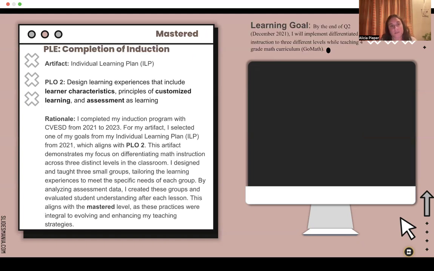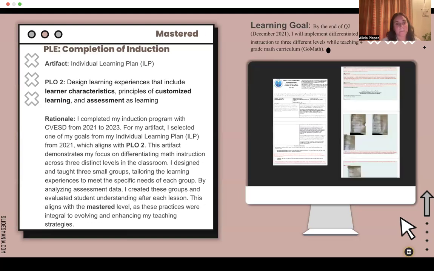I was able to get some prior learning experience due to my completion of my induction program that I did at my school district at CVESD from 2021 to 2023. For this artifact, I selected one of my goals from my individual learning plan, which aligns with PLO 2. The goal was that I will implement differentiated instruction to 3 different grade levels while teaching 4th grade math curriculum.